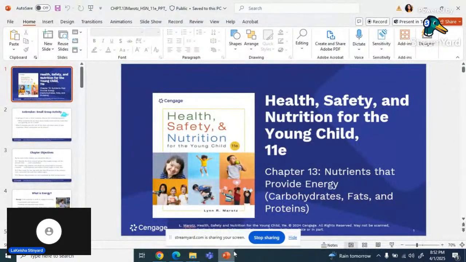Okay, let's do chapter 13. Nutrients that provide energy, which are your carbohydrates, fats, and protein.